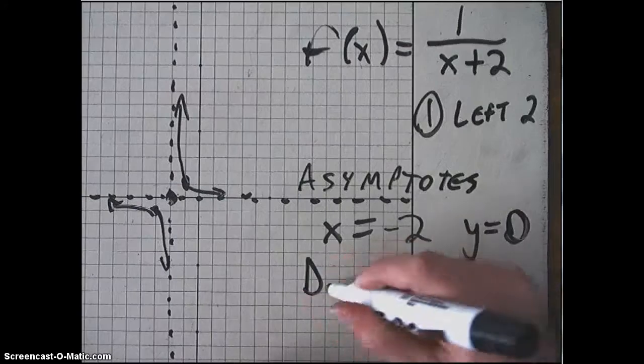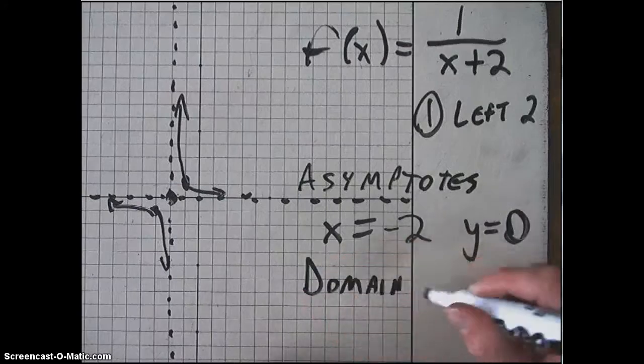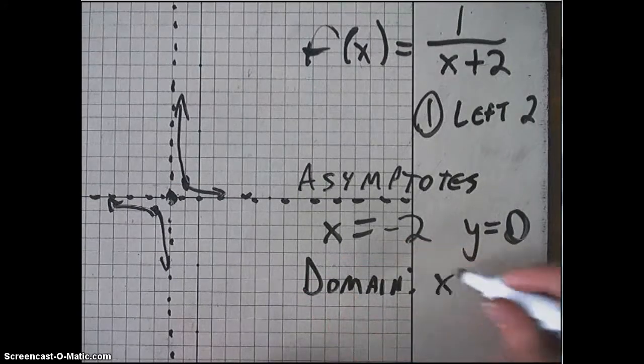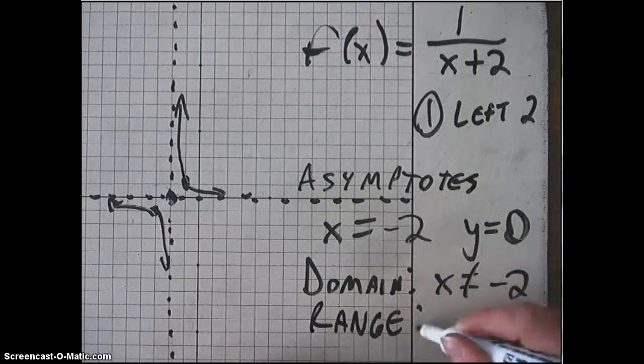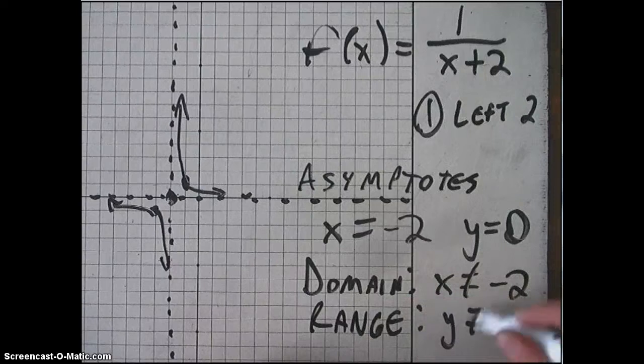And then, of course, the domain is all of the x's except for that one, where the asymptote is. And the range is all of the y's except for where the horizontal asymptote is. And that's it. That's the whole lesson. Hope this was a useful video. Thank you for watching.